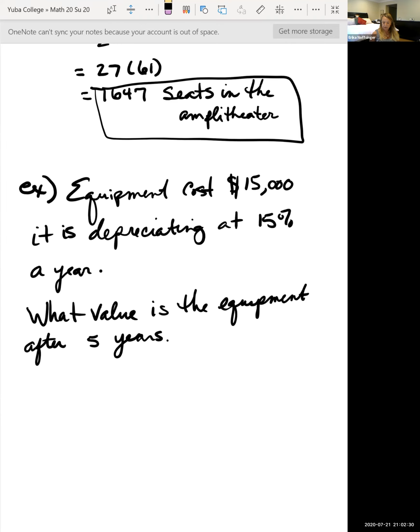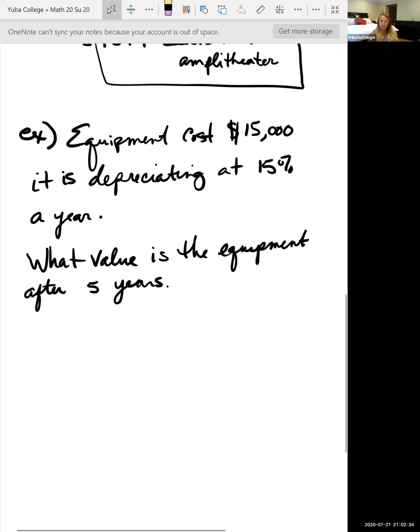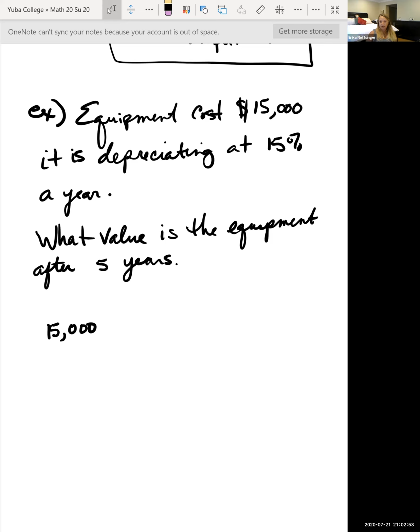Okay, so let's look at this as a sequence, and the cost of the equipment as terms. When the company first buys the equipment, that cost was $15,000. It's depreciating 15% per year. Well, let's think about that. If it's depreciating by 15%, there's a couple ways we can think about that. We can think of it as our original value, 15,000 minus 15% of that.